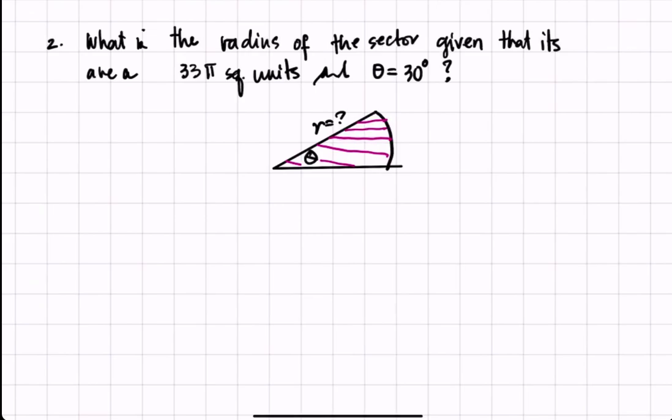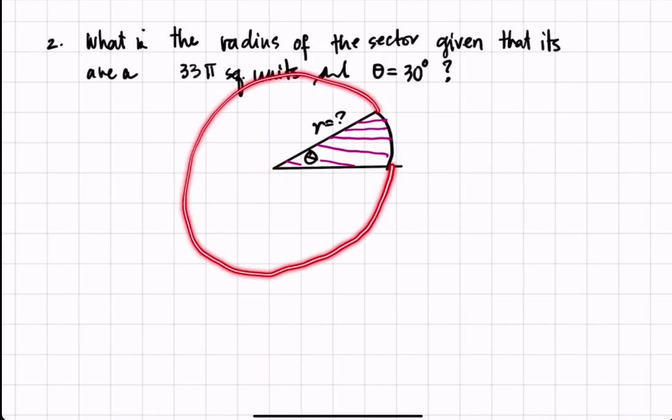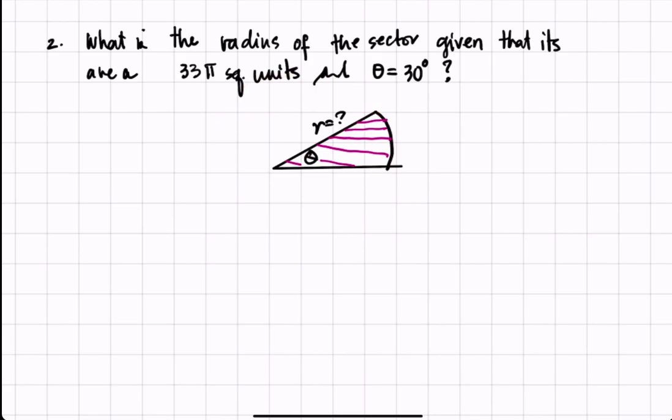pi square units and this angle is 30 degrees. So, this is the sector. It is a portion of a circle. This is the center of the circle. If you want to visualize it, it looks like this. It looks like a pizza slice. What is the area of a sector? The area of a sector is equal to, we have a formula, right? 1/2 r squared theta. But you have to be careful because theta must be in radians.